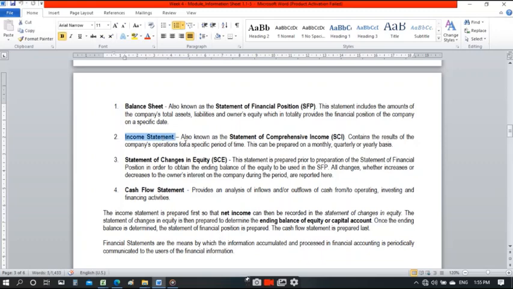The income statement, also known as the Statement of Comprehensive Income or the SCI, contains the results of the company's operation for a specific period. This can be prepared on a monthly, quarterly, or yearly basis. Since in our practice in the accounting cycle, tayo po ay by month, monthly preparation natin. So in income statements, these are the results of the operation of the specific period, meaning this includes the income and expenses accounts under the income statement.